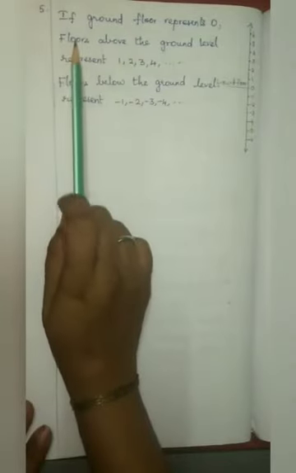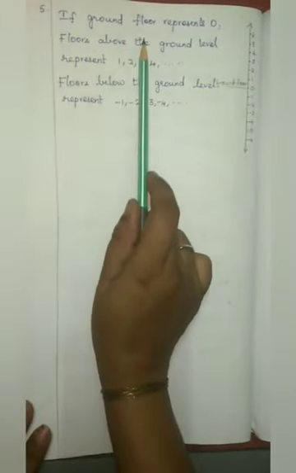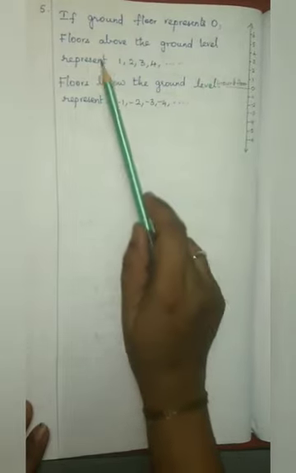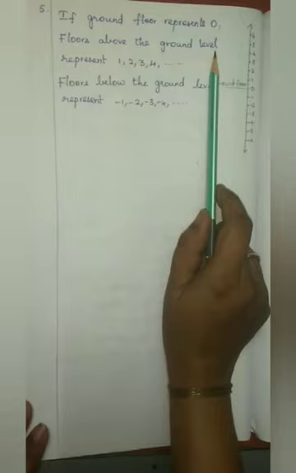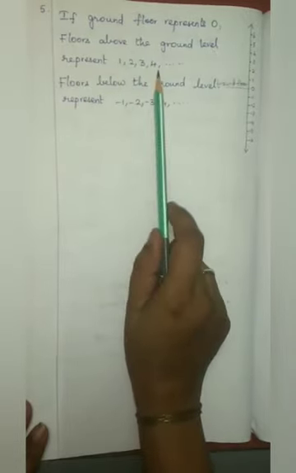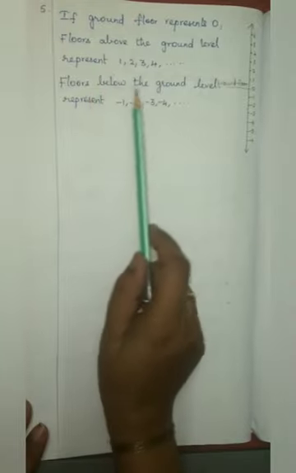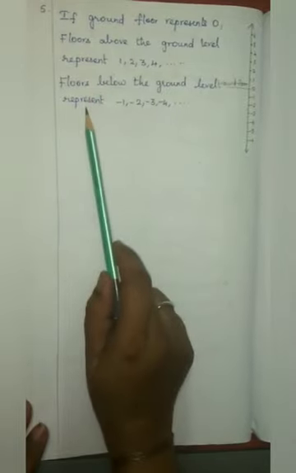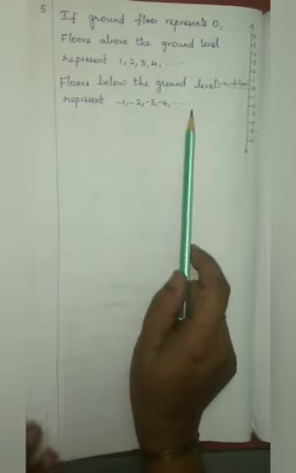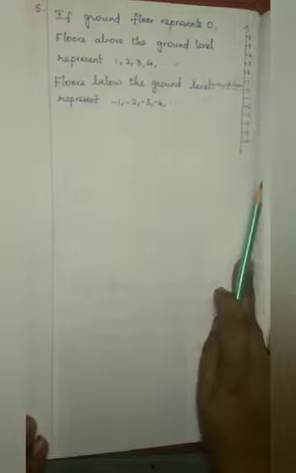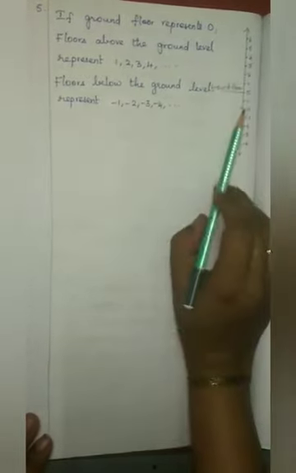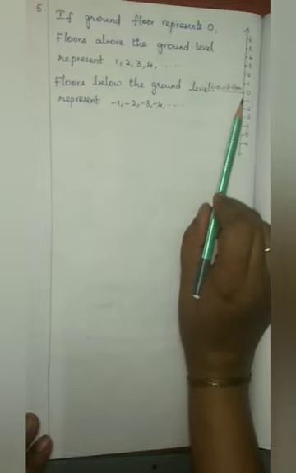Fifth problem solution. If the ground floor represents the integer 0, floors above the ground level represent the positive integers 1, 2, 3, 4, etc. And floors below the ground level represent the negative integers minus 1, minus 2, minus 3, minus 4, etc. So see the number line. Let us make use of this number line to find where the lift will be.